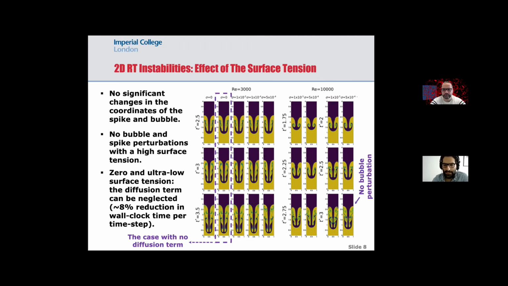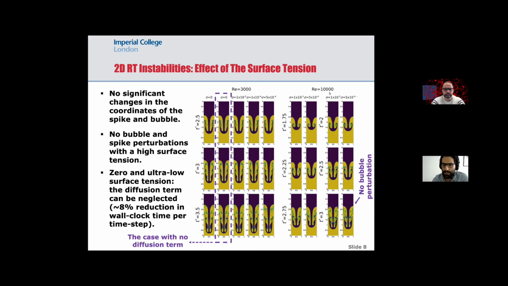And as you can see, changing the surface tension at this low Reynolds number doesn't really change the topology of the instability much. And here we conclude that if you have a low Reynolds number and low surface tension, we can even neglect the diffusion term of the phase field function, and it can save us some computational time.